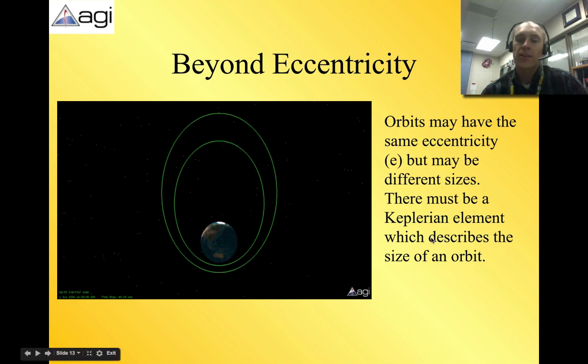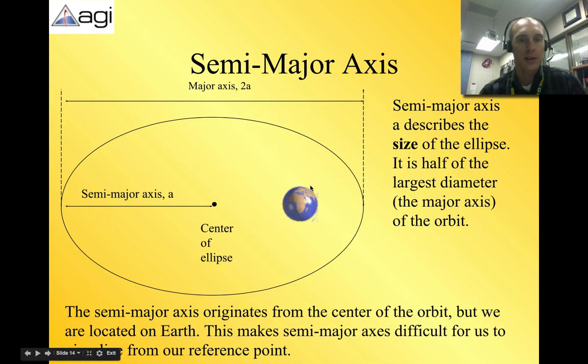And so that means that there's got to be a Keplerian element that describes the size of an orbit. So these have the same eccentricity, but one is quite a bit larger, and that's how you can compensate for maybe getting too close to the Earth. If the semi-minor axis also increases and the semi-major axis with the same eccentricity, then you're going to get further away from that focal point and from the drag of the Earth's atmosphere as you get close. All right, so semi-major axis.